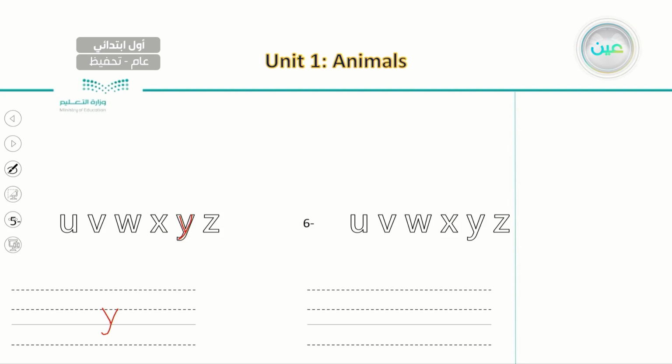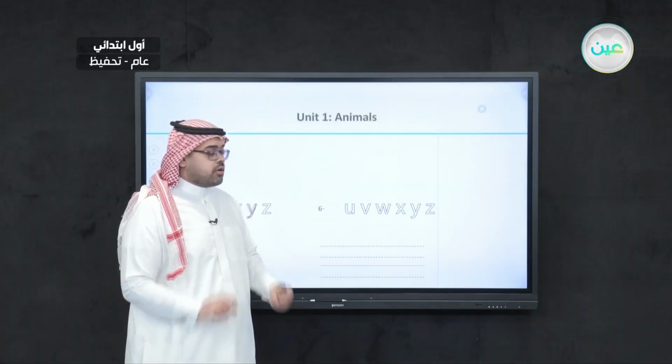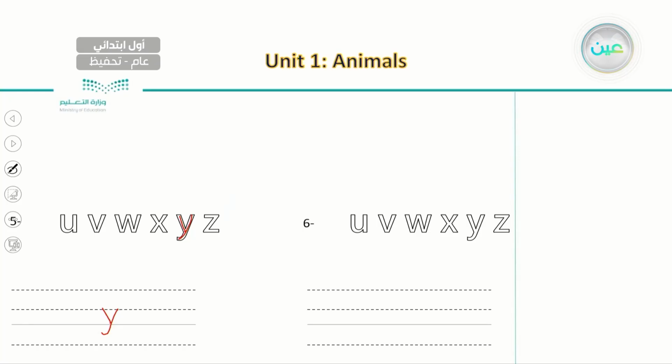And now we move on to number 6. Let's listen to the letter we have in number 6, and then we're going to trace it and write it on the line. So with number 6, the letter is letter Z. Letter Z. So here, what we need to do is to trace letter Z like this, and then we go back here on the line and we write it here. Letter Z. So very well.